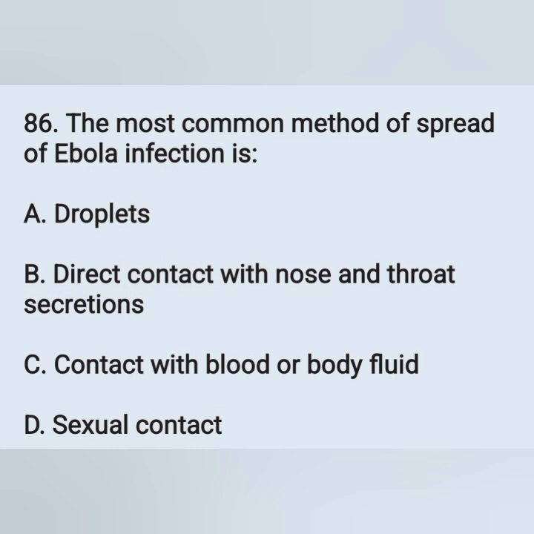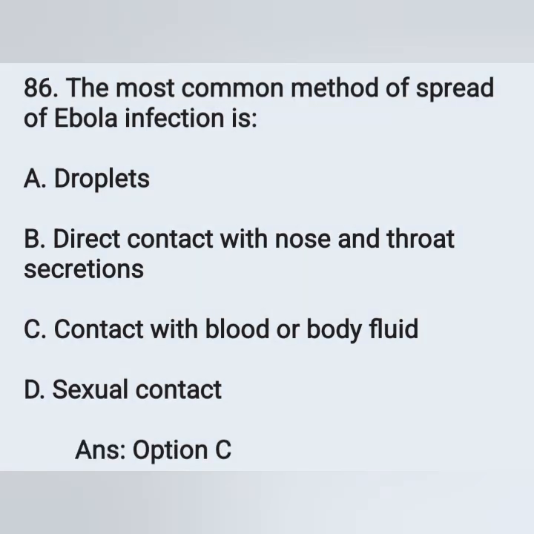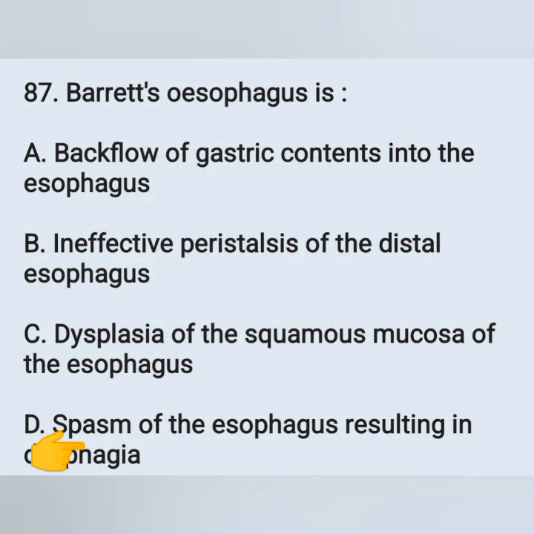Question number 86. The most common method of spread of Ebola infection is? Options: Option A, droplets. Option B, direct contact with nose and throat secretions. Option C, contact with blood or body fluids. Option D, sexual contact. The method of spread of Ebola infection is by contact with blood or body fluids. Option C is the correct answer. Move on to the next question.